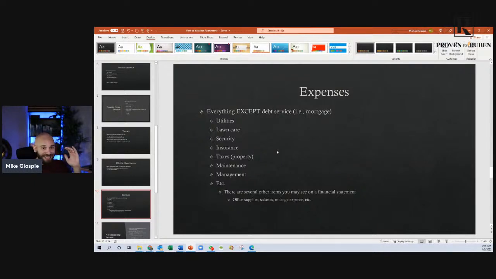Expenses are anything that take money away except your mortgage. And I'm going to explain that here in a second. I know a lot of people always throw in mortgage, thinking that that's part of the expense. And although it may be, it's not for the NOI calculation.